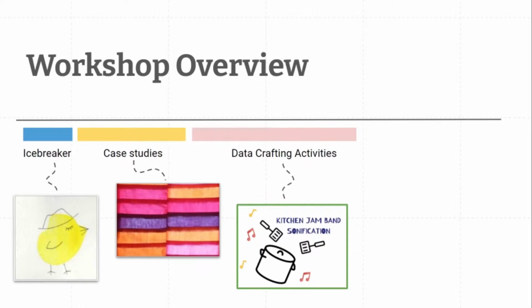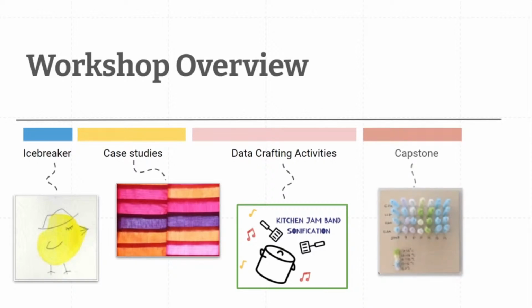The most popular example was the impromptu kitchen jam band, where we used pots and pans to sonify a little dataset we assembled in class. For our capstone, participants had the opportunity to create their own projects, putting together everything they learned in class. Lastly, we gave participants a survey to gauge their impressions.